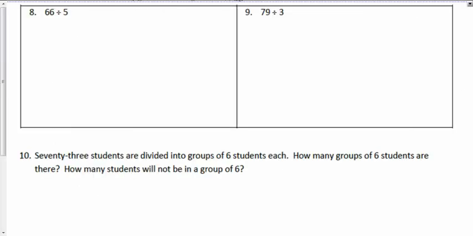All right, almost finished here. So we've got 60 divided by 5. Again, try to do this by yourself, and then just come back and check with me.